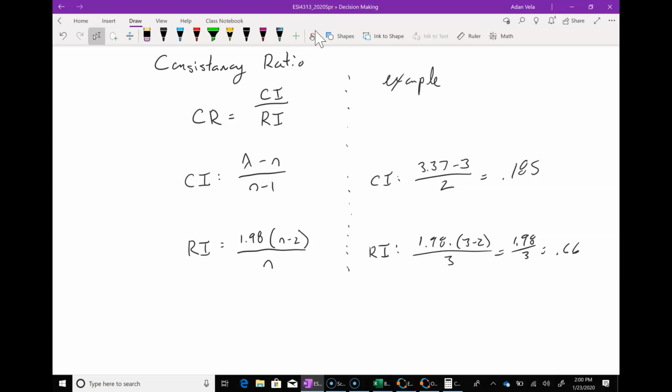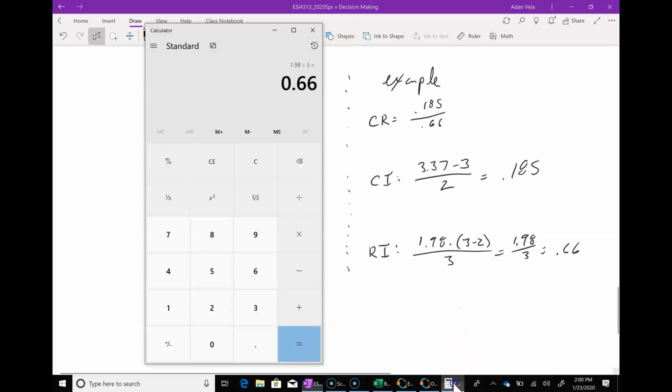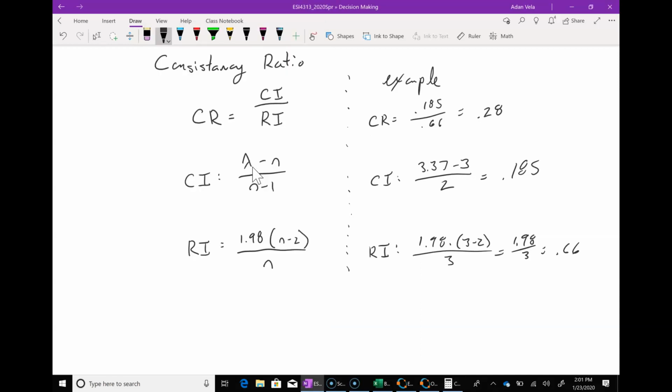Now that we have these two numbers, we can actually calculate the CR. We're going to take this 0.185 and divide it by 0.66. So we got something like 0.28. Is that good or is that bad?